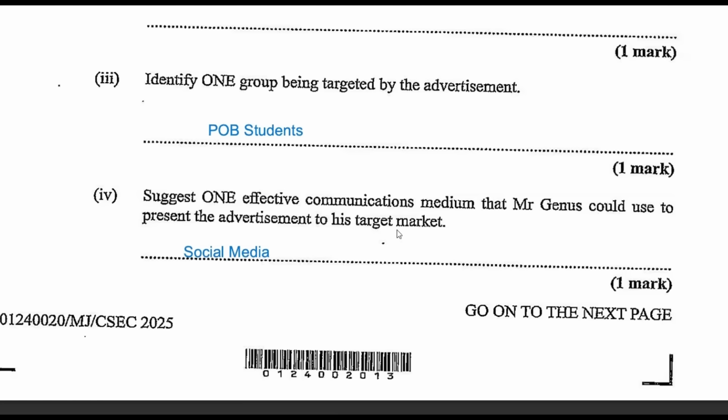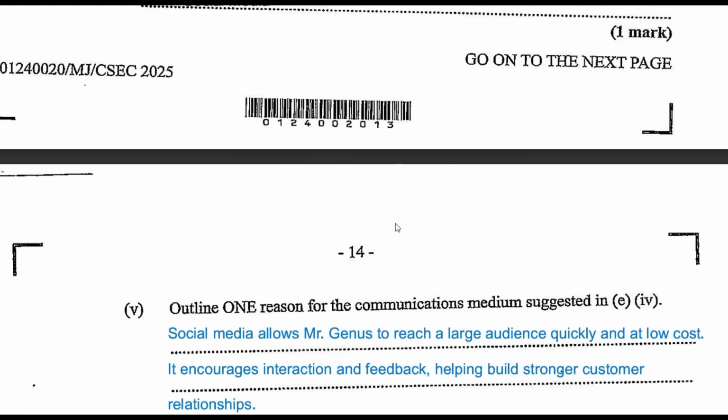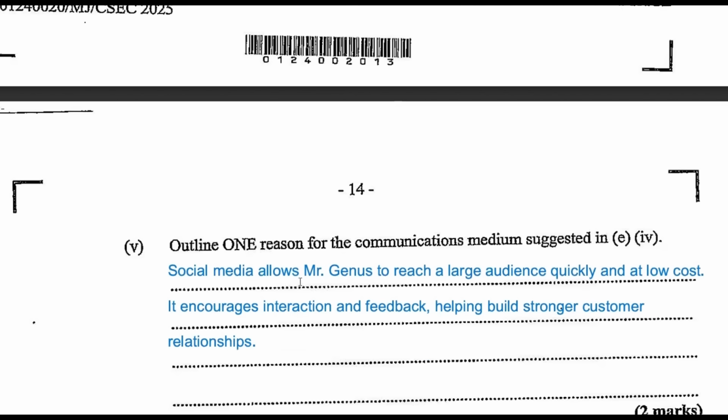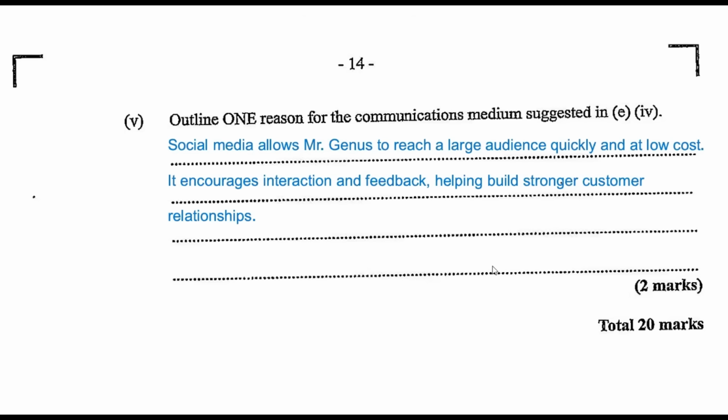Now suggest one effective communication medium that he could use to present this advertisement to his target market. How could he get it out to those POB students? Well, he can use social media as one of them. Now there are other different means, but this one is pretty effective. And the part below asks us why. Well, the reason why social media may be pretty effective in this situation is that social media will reach a large audience very quickly, and it is very cheap to do so. It also encourages interaction and feedback, helping build stronger customer relationships. And well, that brings us to the end of another question for another 20 marks.